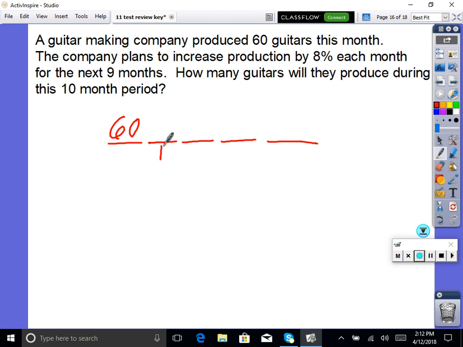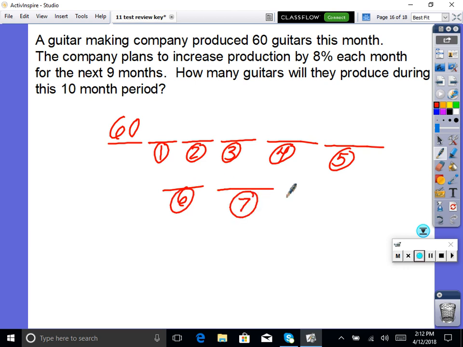So 1, 2, 3, 4, 5, and so on, 6, 7, 8, 9 months. So the next 9 months, that was tricky. A lot of people mess up on that. If it said how much total after 9 months, then we would just use 9. But right here it says starting with 60, the company plans to increase production by 8% each month for the next 9 months.